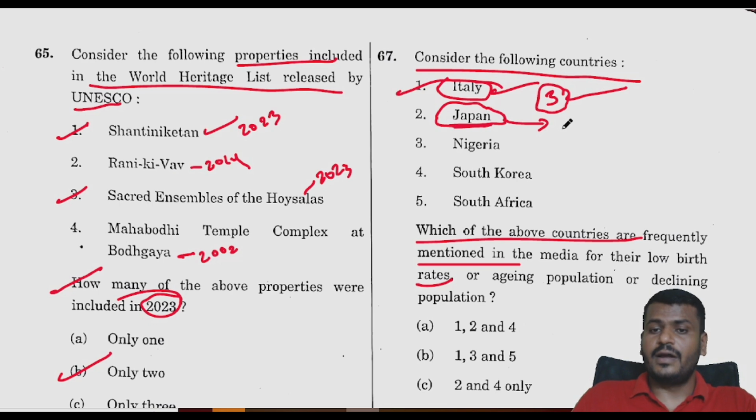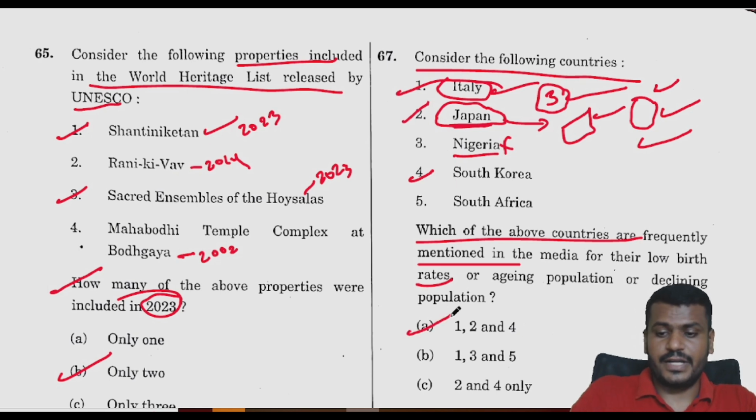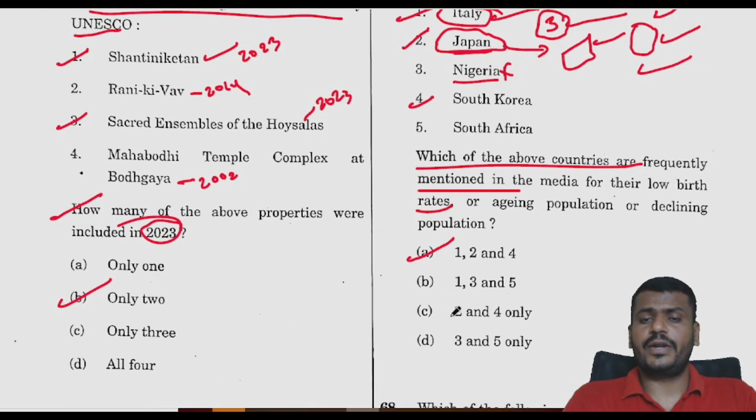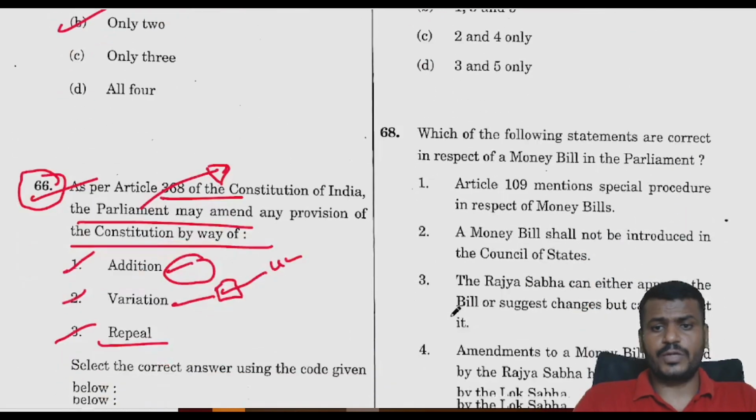Japan is facing this, and the government is giving so many incentives. If you get married and have kids, they are giving you a color TV, they are providing you money, they are providing you house construction and everything, guys. Nigeria, no, because Nigeria is an African country, they are not facing this population issue. South Korea, again, yes. So 1, 2 and 4 are the right answer. This is a basic question. Those who are reading current affairs, particularly The Hindu daily, can definitely answer without any problem.